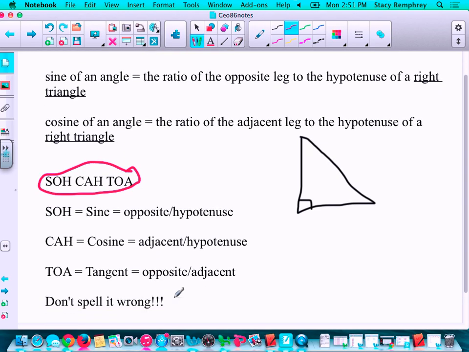I have it down here, don't spell it wrong. Please be careful, because I really do have people that will splash this down on their quiz and then spell it wrong, where they may put the A with the S instead of the O. So be careful. Sine, opposite hypotenuse. Cosine, adjacent hypotenuse. Tangent, opposite adjacent.